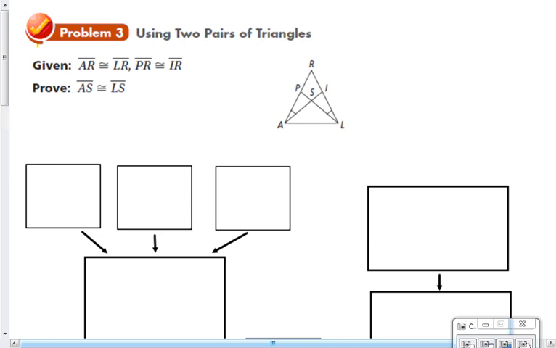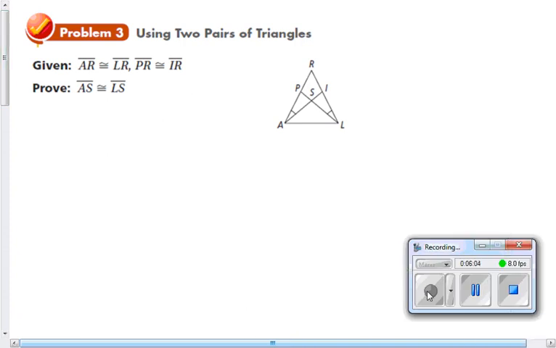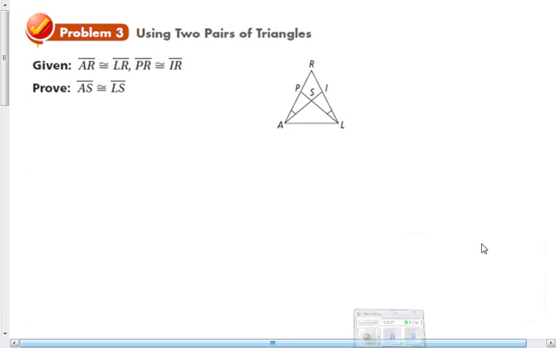All right, so we're going to do a proof here where we use two pairs of triangles to help us prove that AS is congruent to LS. Notice I got rid of my diagram there. I'm going to just do a two-column proof for this one. So we can set it up here.